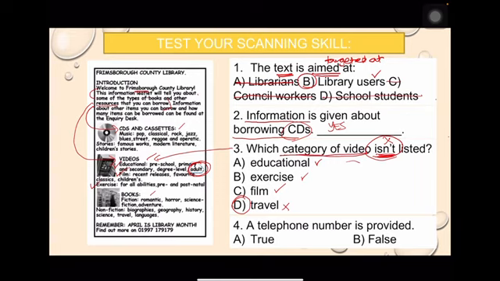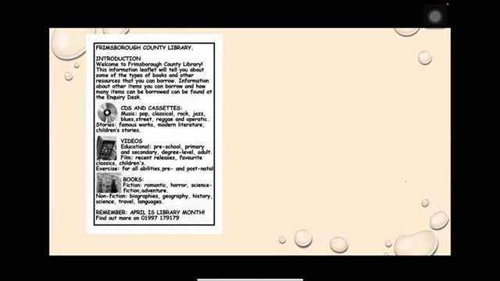Okay, question number 4. A telephone number is provided. Telephone number? Of course, we are looking for a number, right? So is it provided? Yes, very quickly you get the answer. True. Where? There. Look at this. It is provided. If you want to know more, find out more on, the number. So it's given there. Okay, we are not done yet. Let's look at the other questions.